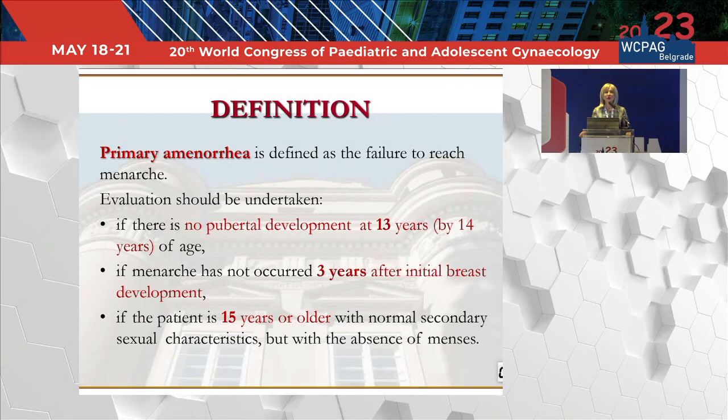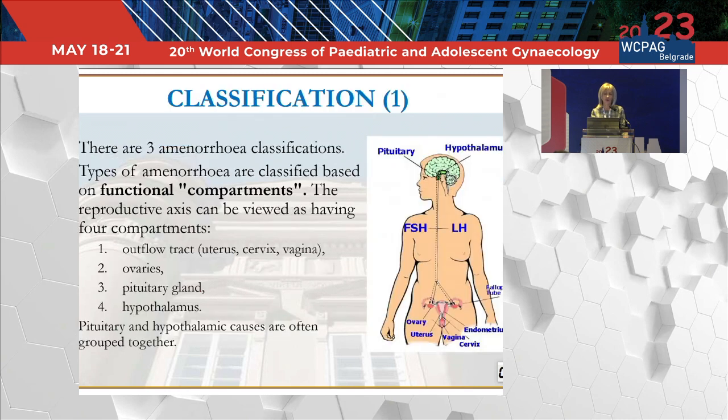Just to remind you, what does it mean, primary amenorrhea? It's defined as failure to reach menarche, and evaluation should be undertaken if there is no pubertal development at 13 years of age, if menstruation does not occur 3 years after thelarche, and if the patient is 15 years or older with normal secondary characteristics, but with the absence of menses.